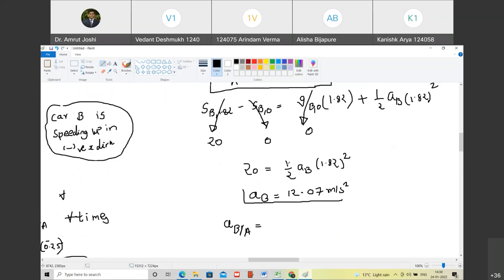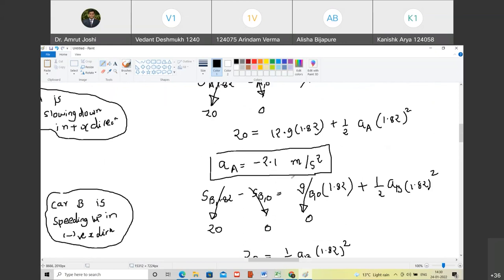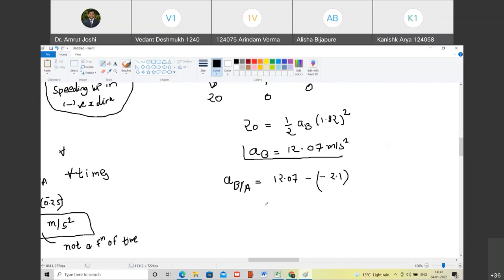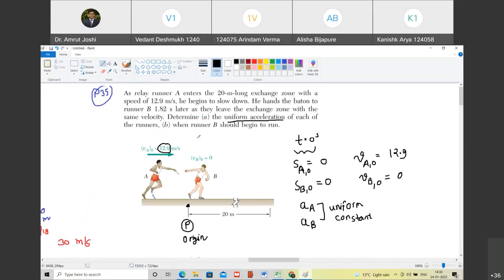So now can you tell me what is the acceleration of B with reference to A? 12.07 minus of minus 2.1. So how much is it? 14.1 meter per second square. I will be spending just 1 minute. Please bear with me and then you can join the other class. So acceleration is this one. So we have determined the uniform accelerations.